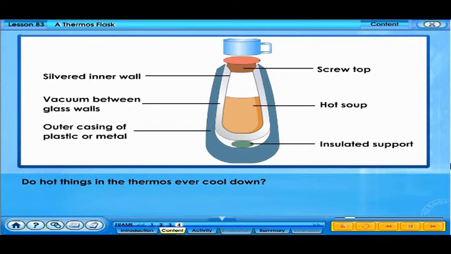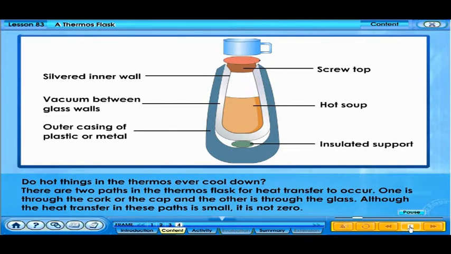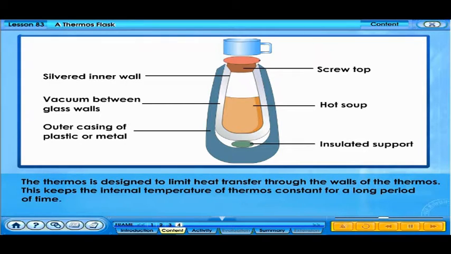Do hot things in the thermos ever cool down? There are two paths in the thermos flask for heat transfer to occur. One is through the cork or the cap, and the other is through the glass. Although the heat transfer in these paths is small, it is not zero. The thermos is designed to limit heat transfer through the walls of the thermos. This keeps the internal temperature of the thermos constant for a long period of time.